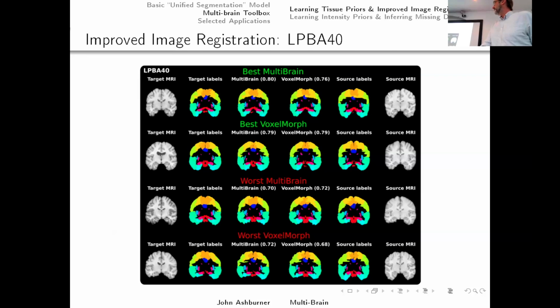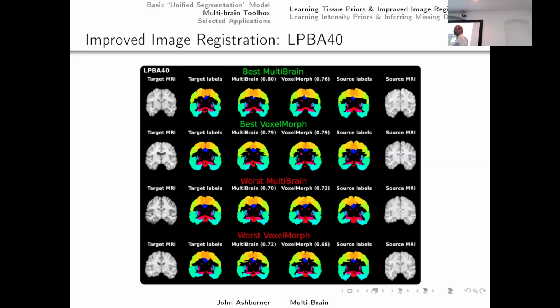With the LPBA40 data set, it was basically using hand annotated MRI, aligning the MRI scans, and then assessing how well the hand annotations overlapped. Mikhail compared against various methods. So that's the best result from our multi-brain.